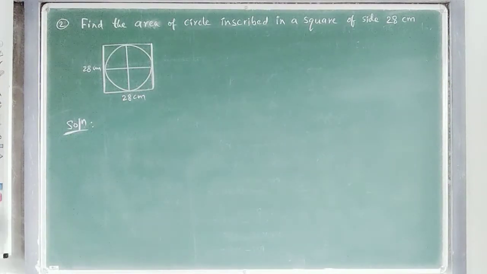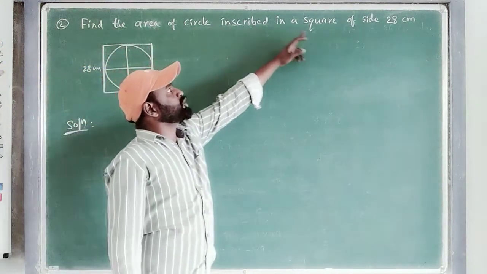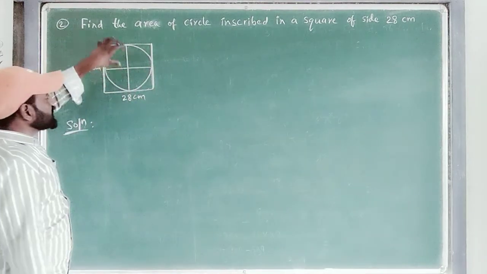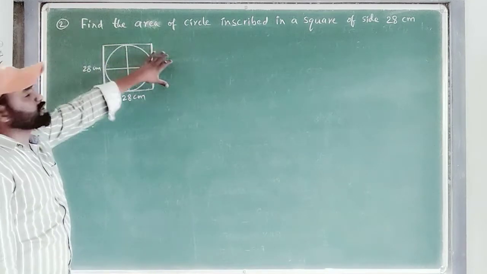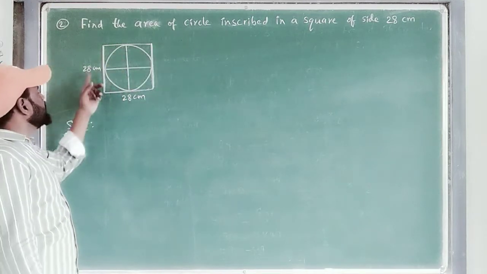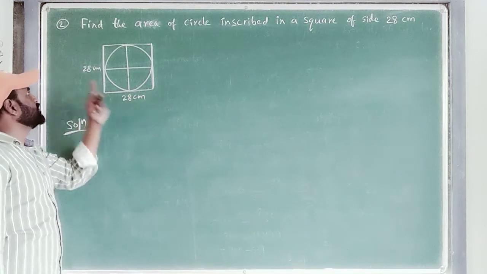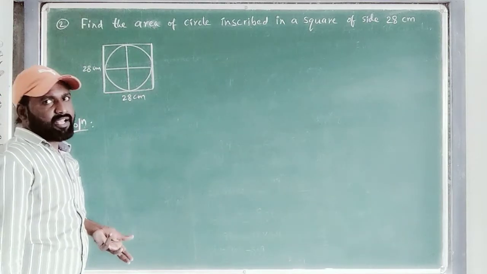See the next question. Find the area of a circle inscribed in a square of side 28 centimeters. Here the circle is inscribed in the square. That means the circle is inside the square. What is the side of the square? The measurement of the square is given. Each side is 28 centimeters. Here 28, here 28, here 28. You know all four sides are equal for a square.